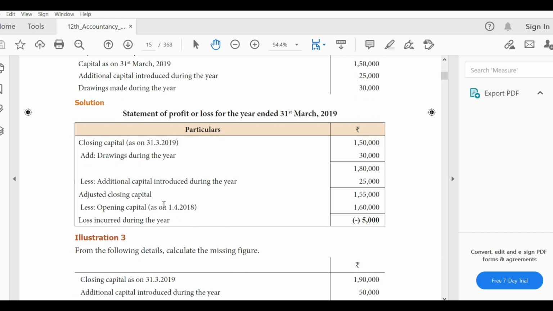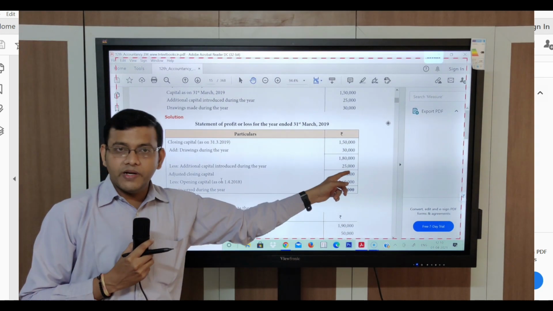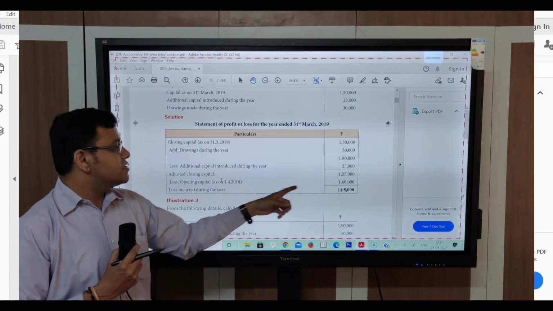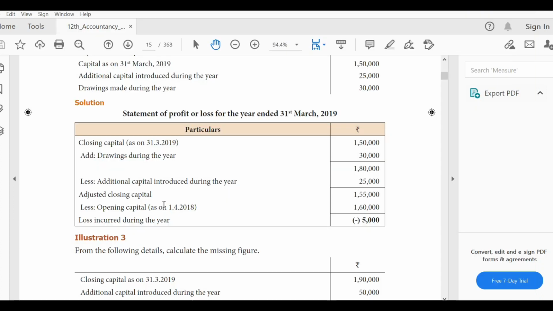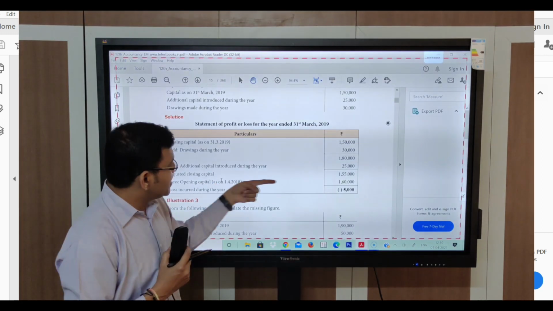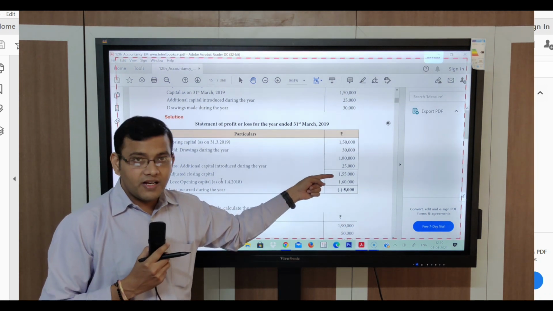What is the closing capital? 1.5 lakhs. Drawings during the year 30,000. Less additional capital 25,000. Adjusted closing capital is 180 minus 25, which is 1.55 lakhs. And we'll subtract the opening capital to get the profit. But here if you see, the opening capital is 1,60,000 and your adjusted closing capital is 1.55 lakhs.